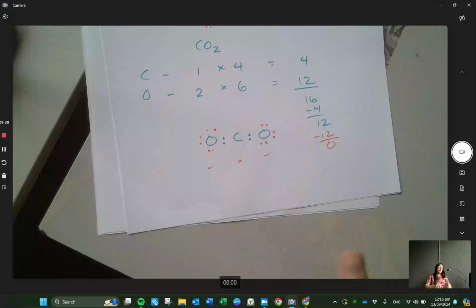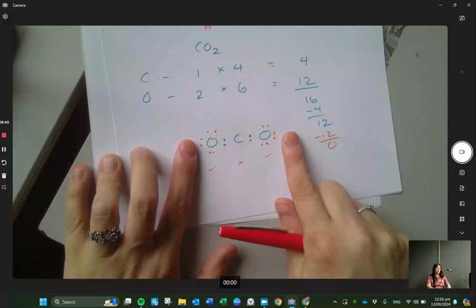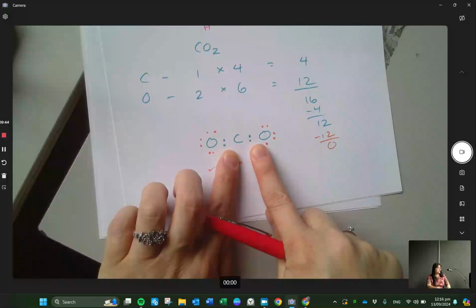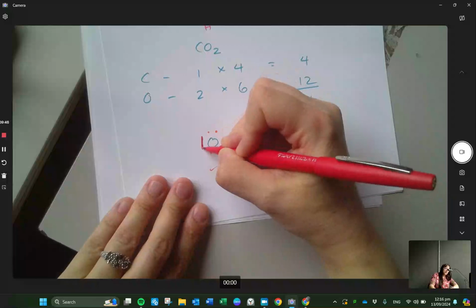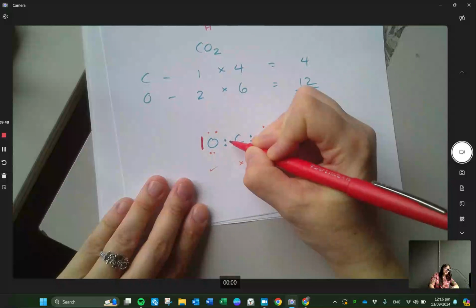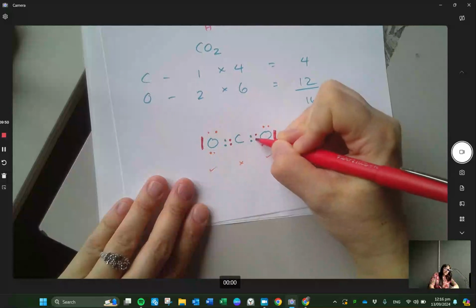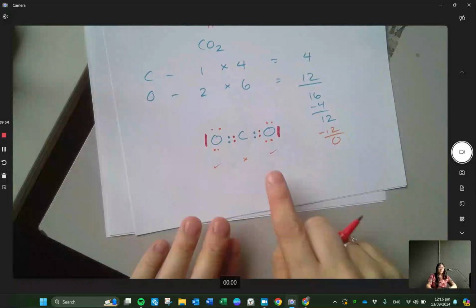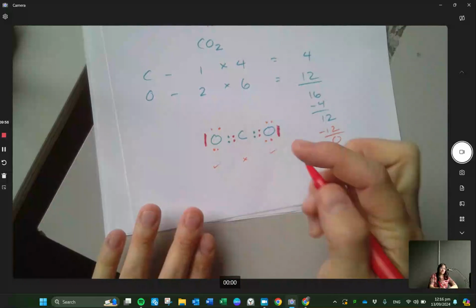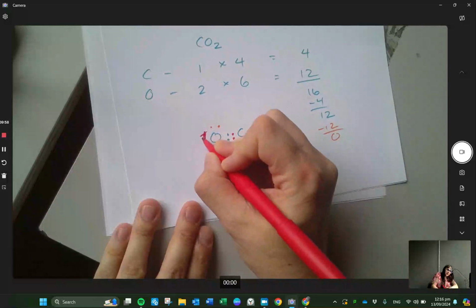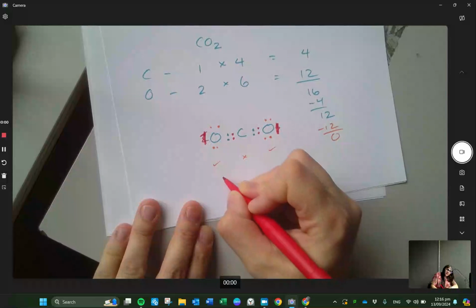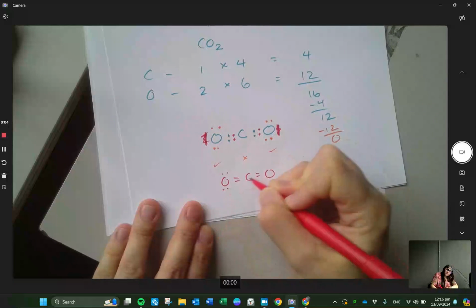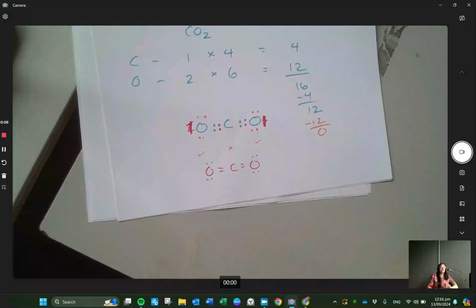Because we have that issue, what we're going to do now is remove some of these lone pairs of electrons to become shared electrons in the center. It doesn't really matter which ones you take because they're all correct. I'm just taking those ones because I like to have symmetry, but if you took the top ones, it's fine. So when I go to draw it, I would have O, C, double bond O, with dots for the lone pairs. That's my answer.